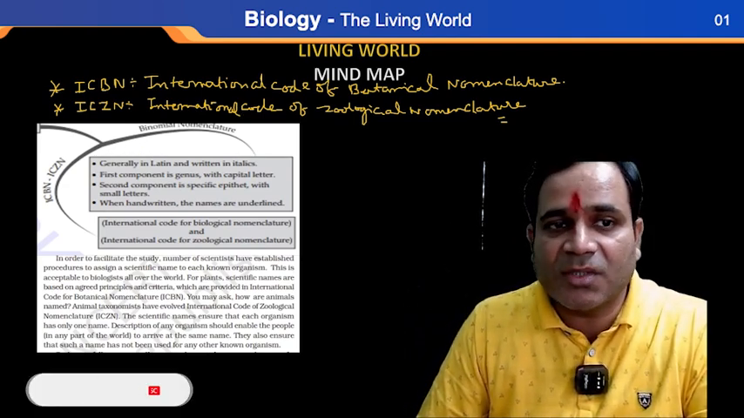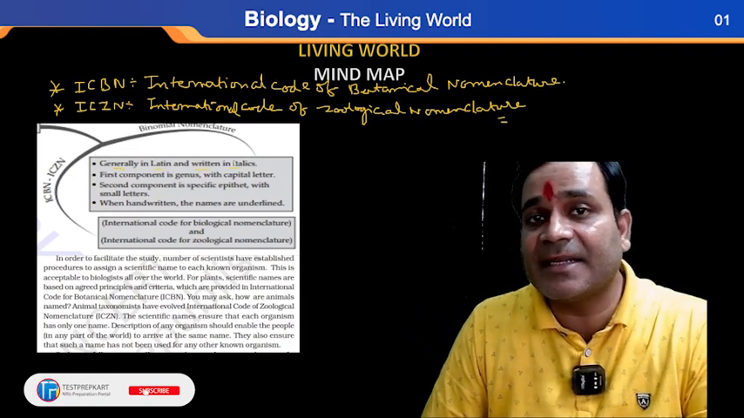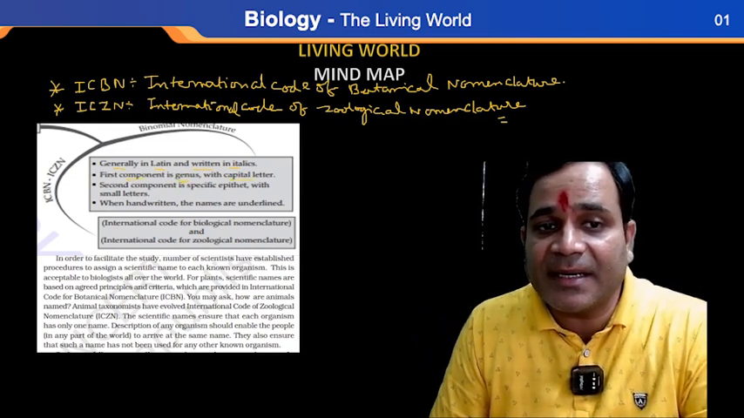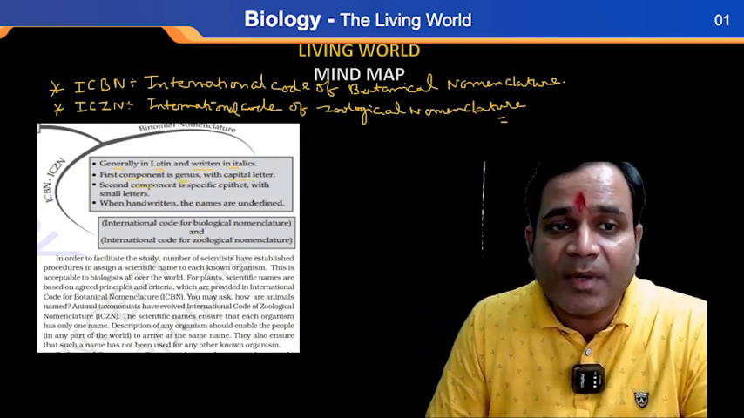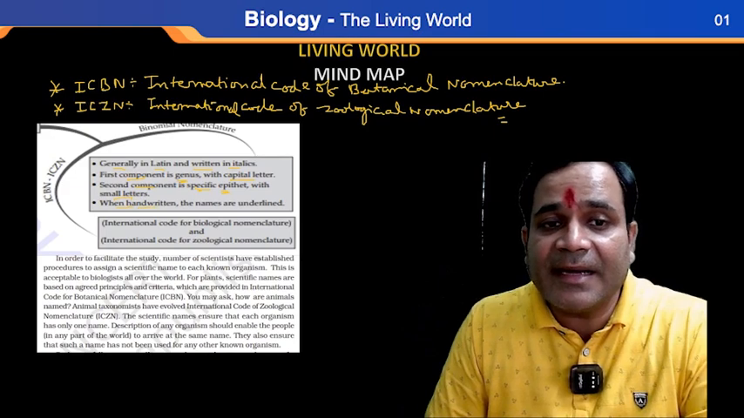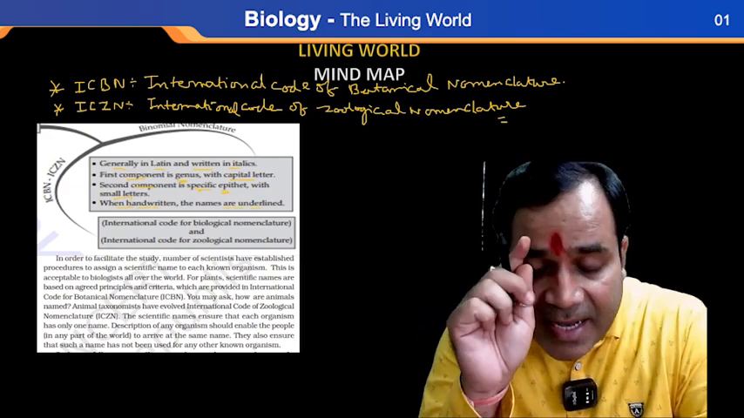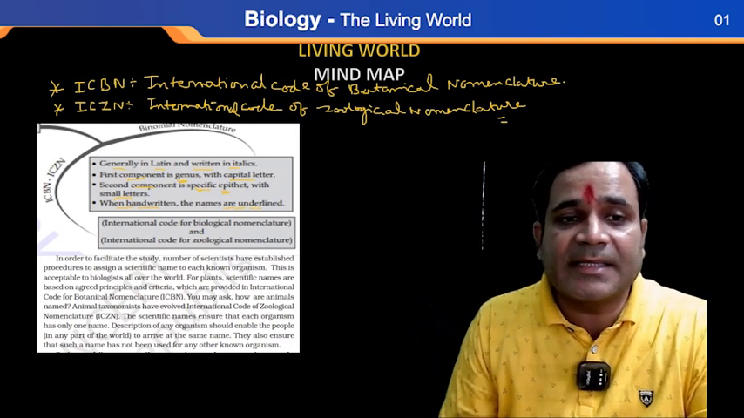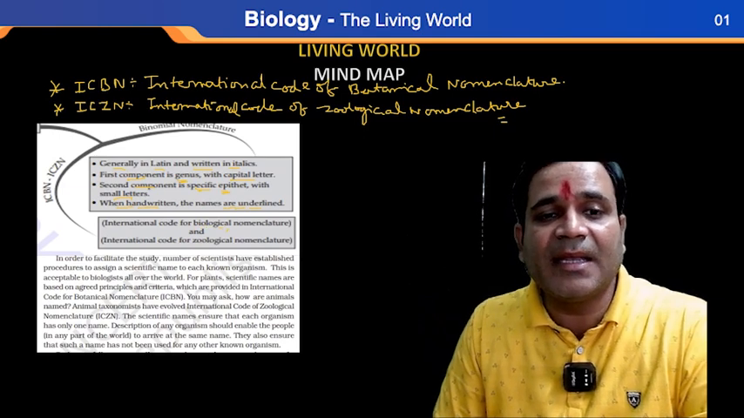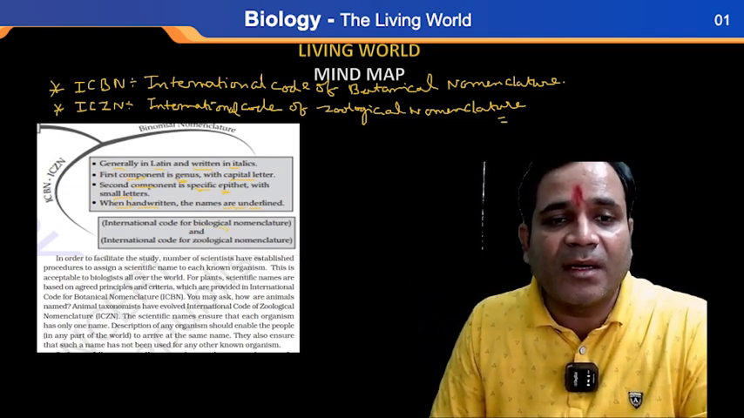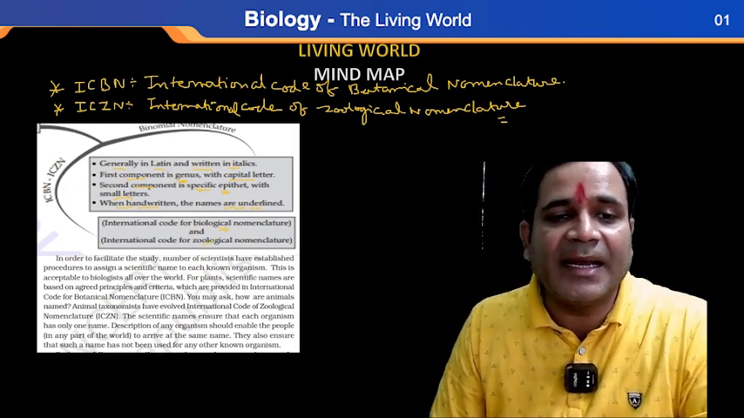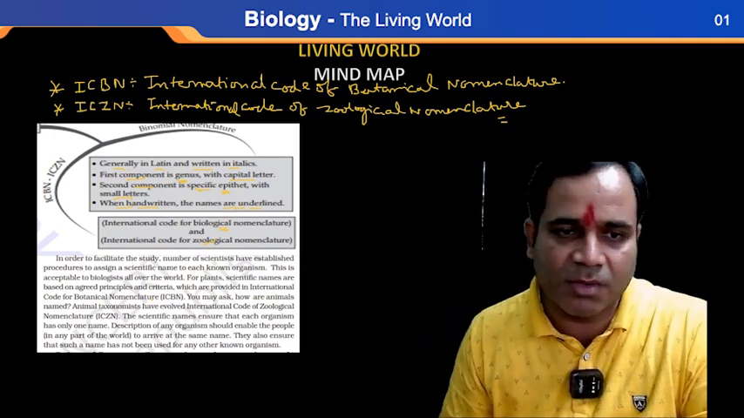Okay, so generally names are in Latin and written in italics. This one is the rule, my dear. Second, the first component is the genus with a capital letter. This one is the second rule. The second component is the specific epithet, which is a small letter. When handwritten, the names are underlined, my dear. Yes, this one is very important to know. International Code of Botanical Nomenclature, ICBN, and International Code of Zoological Nomenclature, you also say, my dear.